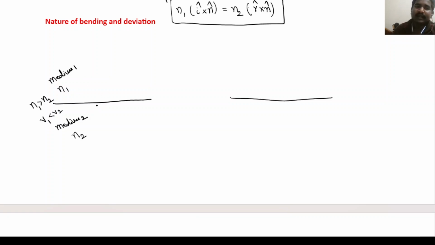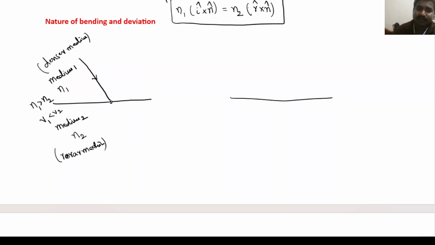Whenever a light ray travels from medium 1 to medium 2, if refractive index 1 is greater compared with 2, then medium 1 is the denser medium, since the denser medium has the greater refractive index. And medium 2 is the rarer medium.